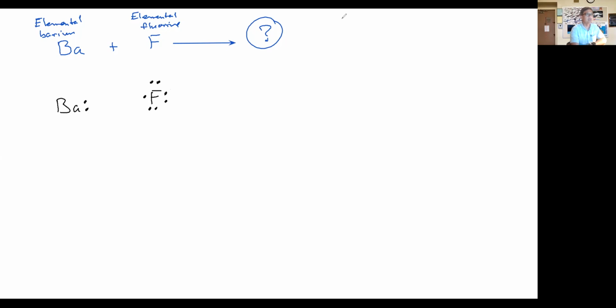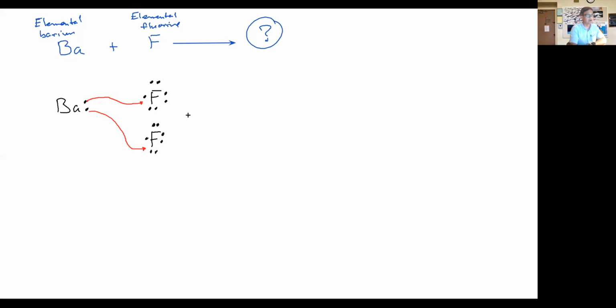So what can we do then? You're going to see that barium's going to give up one of its electrons to this fluorine here, but it's going to require a second fluorine to come into the picture here and accept the second electron from barium right there. Okay, and so the ionization reaction will occur.